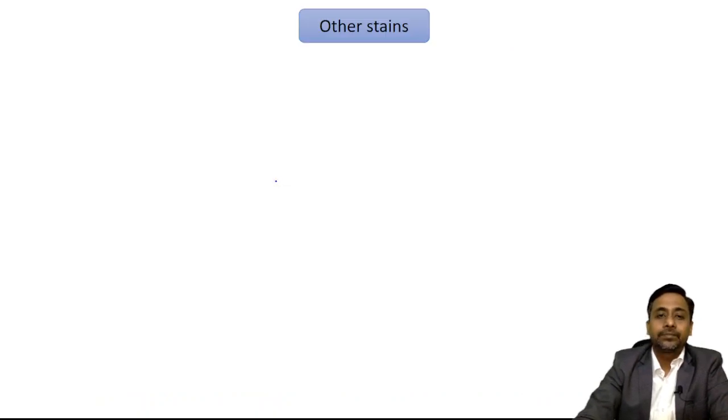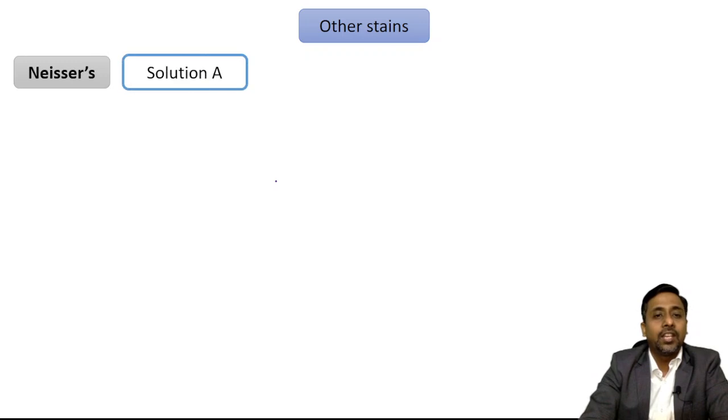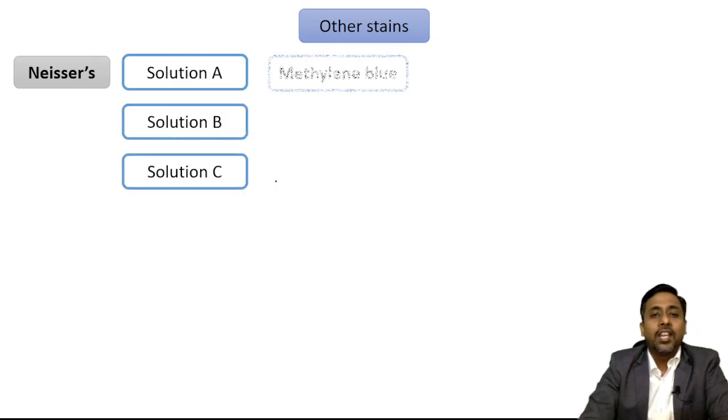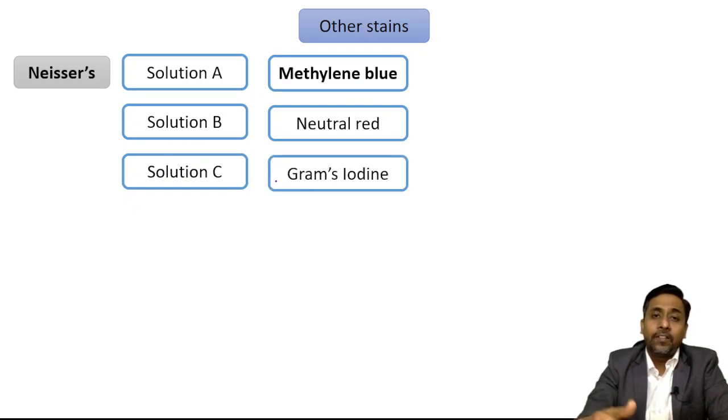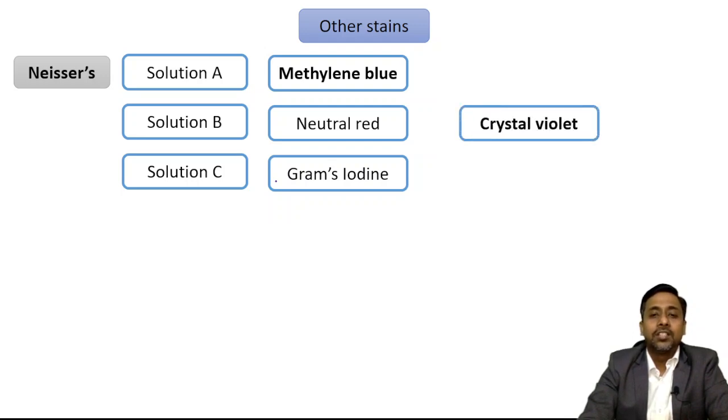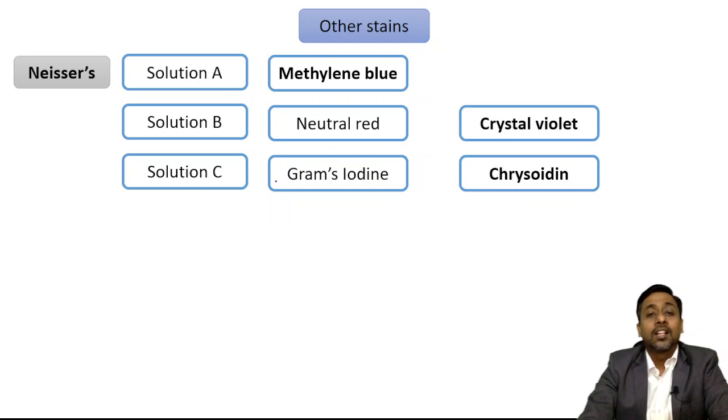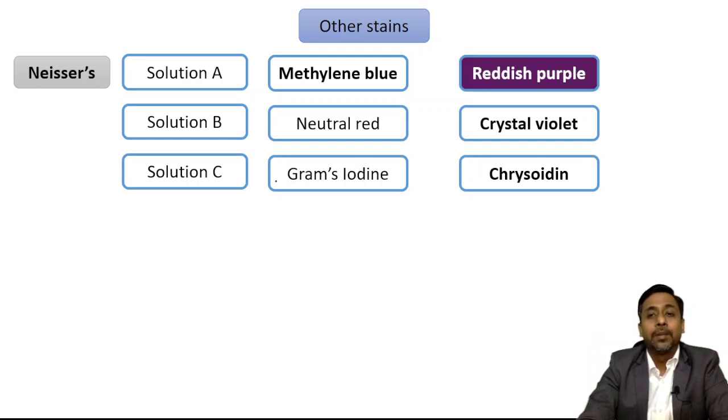What other stain can be used to stain the metachromatic granules? The Neisser stain, which is composed of three solutions: solution A, solution B and solution C. Solution A is methylene blue, solution B is neutral red, and solution C is Gram's iodine. There is a modification to it in which solution B, neutral red, is replaced with crystal violet, and solution C, Gram's iodine, is replaced with chrysoidine. The metachromatic granules will take up a reddish purple color. So now you know why we call them metachromatic granules, because they take a different color from the color of the dye used.